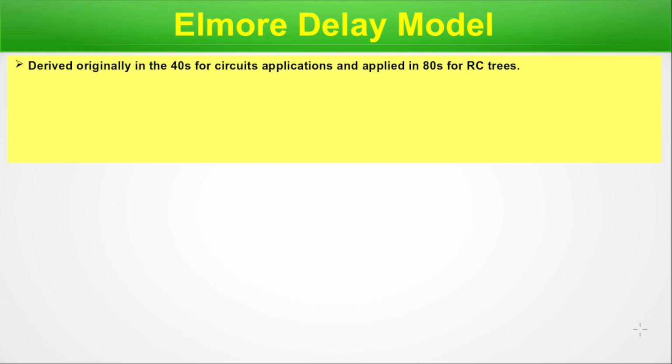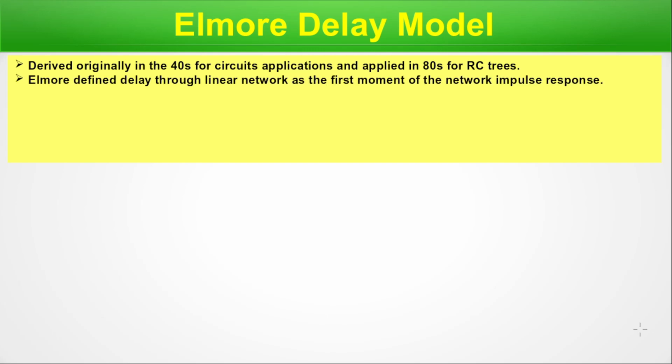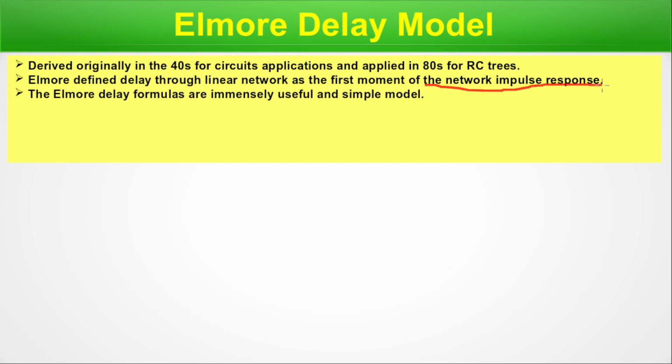Elmore Delay Model. The Elmore delay model was originally derived in the 40s for circuit applications and applied in the 80s to RC trees. Elmore defined delay through a linear network as the first moment of the network impulse response. It gives the first order solution. The Elmore delay formulas are an immensely useful, simple, easy-to-use model. Layout people use a single time constant in algorithms. The solution we get is basically a single time constant solution and is more accurate compared to a simple length-based scheme.